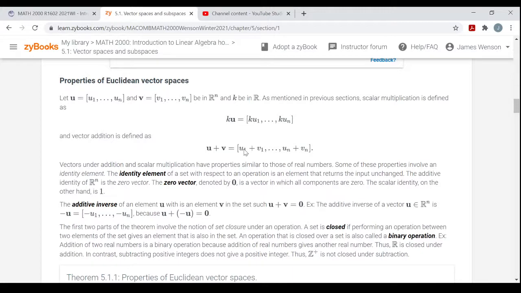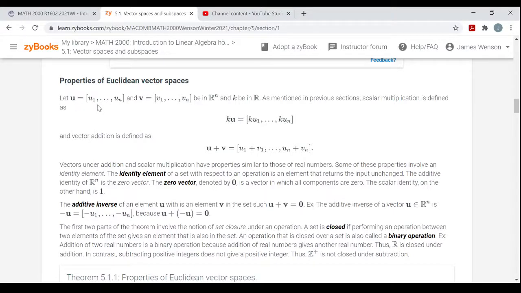Remember, there's a set of objects called vectors. There are scalars, real numbers. And then there are 2 operations, scalar multiplication and vector addition. Now, when we're talking about Euclidean vector spaces, these Rn's, R to the n, these sets of vectors with n components that are real numbers, we've already seen one way to define scalar multiplication and one way to define vector addition, and that's this way. These ways right here.